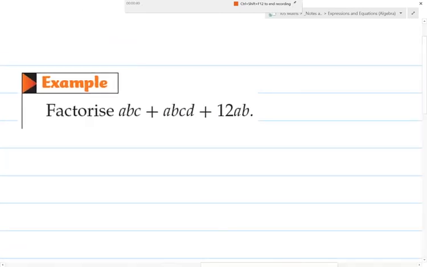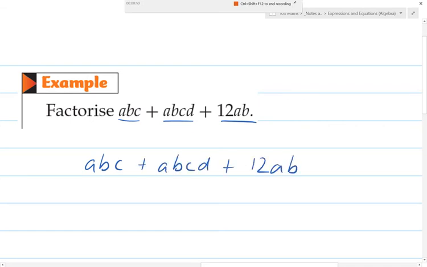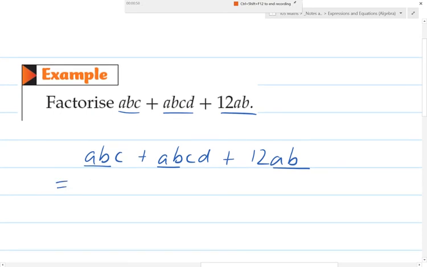Okay, with our next term, we've got several letters, so let's write this out. So we've got ABC plus ABCD plus 12AB. So we're looking for which letters occur in everything. So I've got AB here, AB here, and AB here. So we're going to take out a common factor of AB.